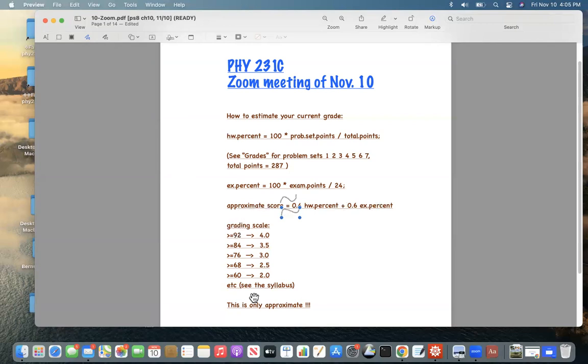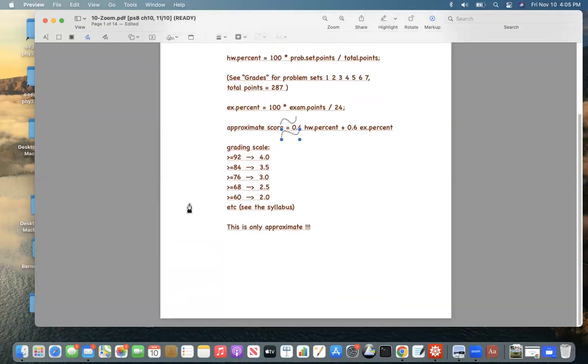Now remember the grading scale, which was published in the syllabus, you can look it up in the syllabus. Above 92 is a 4, above 84 is a 3.5, 76 is a 3.0, 68 is a 2.5. So take your approximate score and fit it onto this grading scale to get an idea of what your course grade would be as of now. But remember, this is only an estimate. It's only approximate. All right, so that's where we are today.